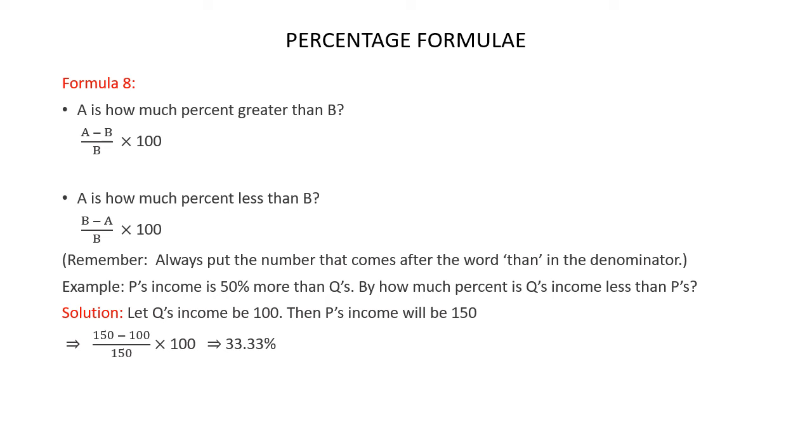Now, when you look at the question, you'll see that after the word "than", it is P's income. So P's income is 150, so 150 will come in the denominator. The numerator is nothing but the difference between P's and Q's income. So the numerator is 150 minus 100 and the denominator is 150. So (150 minus 100) divided by 150 multiplied by 100 is nothing but 33.33%. So Q's income is less than P's by 33.33%.